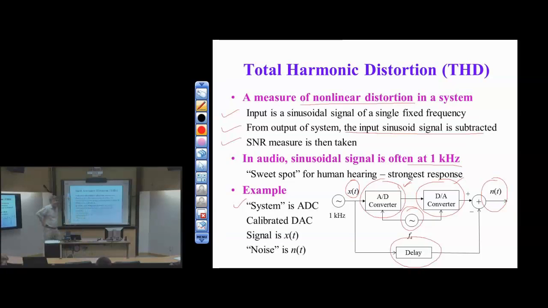You can do this for any blocks. This is a fairly general test. But again, your test equipment has to be more accurate than what you're testing, right? So a company like Audio Precision that I mentioned earlier does this stuff. National Instruments. There's a number of companies that are in this space. And so the SNR would be the signal power in X divided by the noise power in N. And that's your total harmonic distortion number.